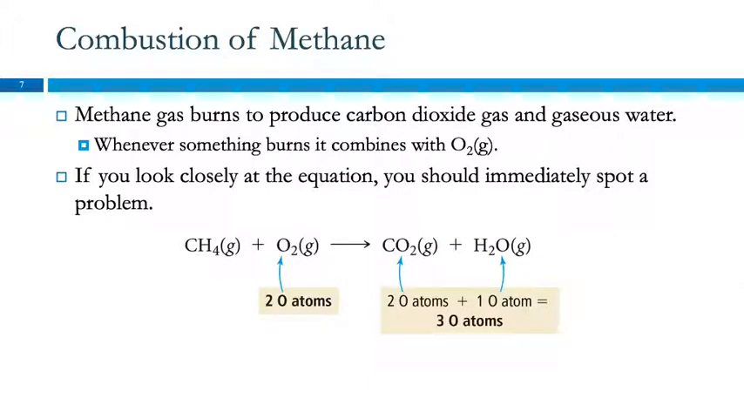So let's look at the combustion of methane. Methane is CH4, and anytime we have something burning or combusting, we have combination with oxygen. Oxygen is a diatomic element. At room temperature, it's in the gas state, and so it's listed here as O2 with a (g) after it. Here, oxygen is alone, and so it's important to write it as O2.